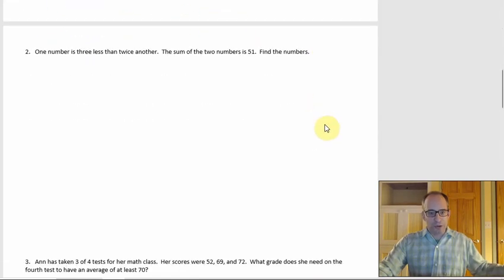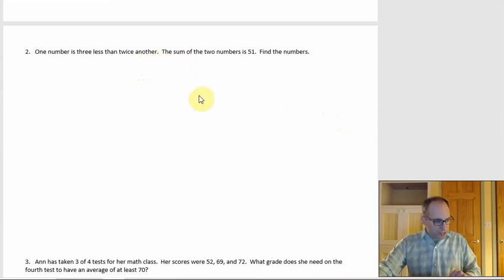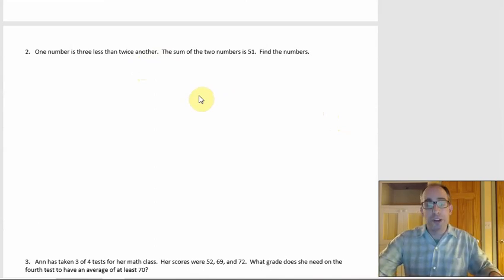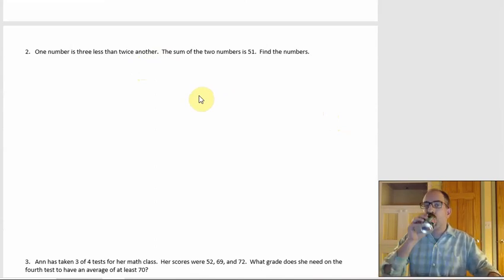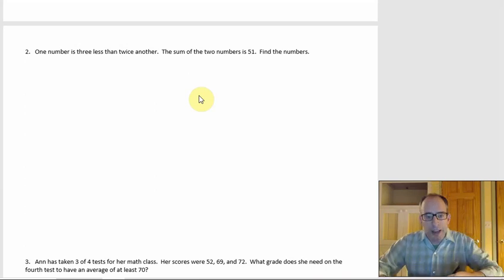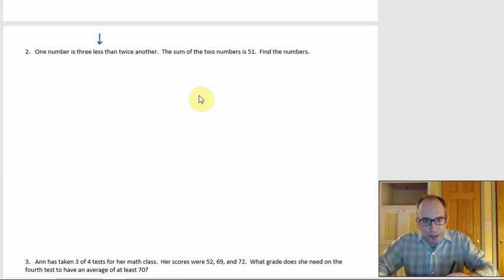Next, with number 2, one number is 3 less than twice another number. So this time we have 2 unknown numbers, and one is written in terms of the other one. But we could start where we started last time and point out what we've got as far as the words that are showing up. So less than, right? That's going to be subtraction.